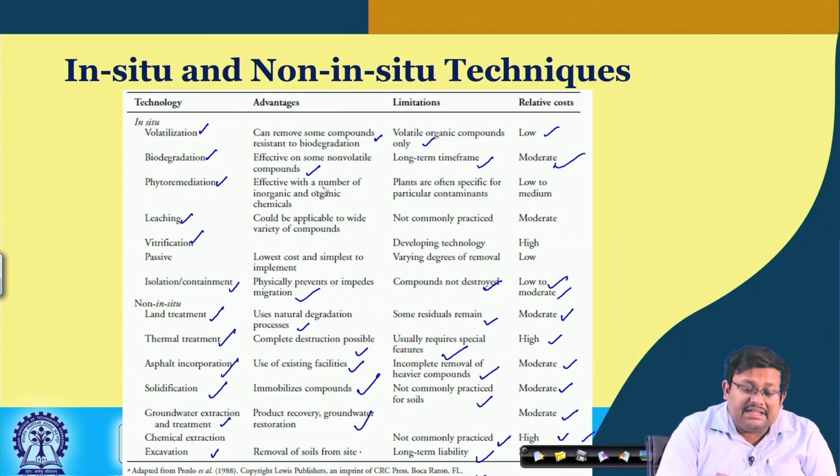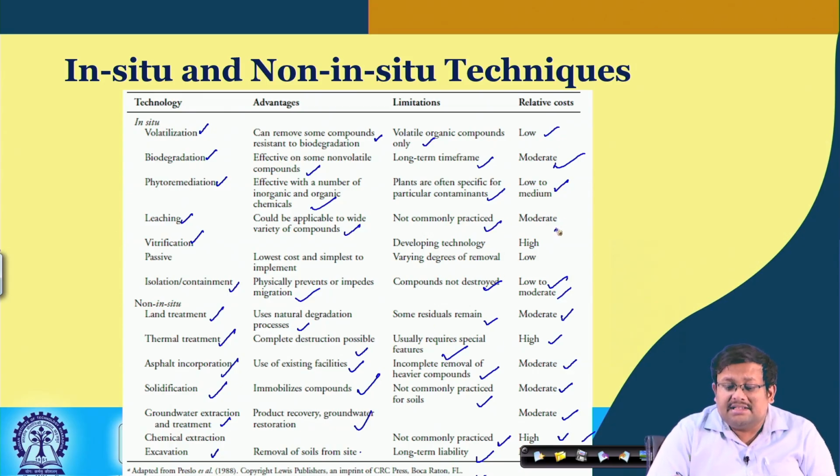In case of phytoremediation, it is effective with a number of inorganic and organic chemicals. However, it has the limitation that plants are often specific for a particular contaminant, so you have to use a group of plants if you want to remediate a group of contaminants. The relative cost is low to minimum. In case of leaching, it could be applicable to a wide variety of compounds. However, the limitation is that it is not commonly practiced, and it has a moderate relative cost. Vitrification is a developing technology and cost involvement is very high.